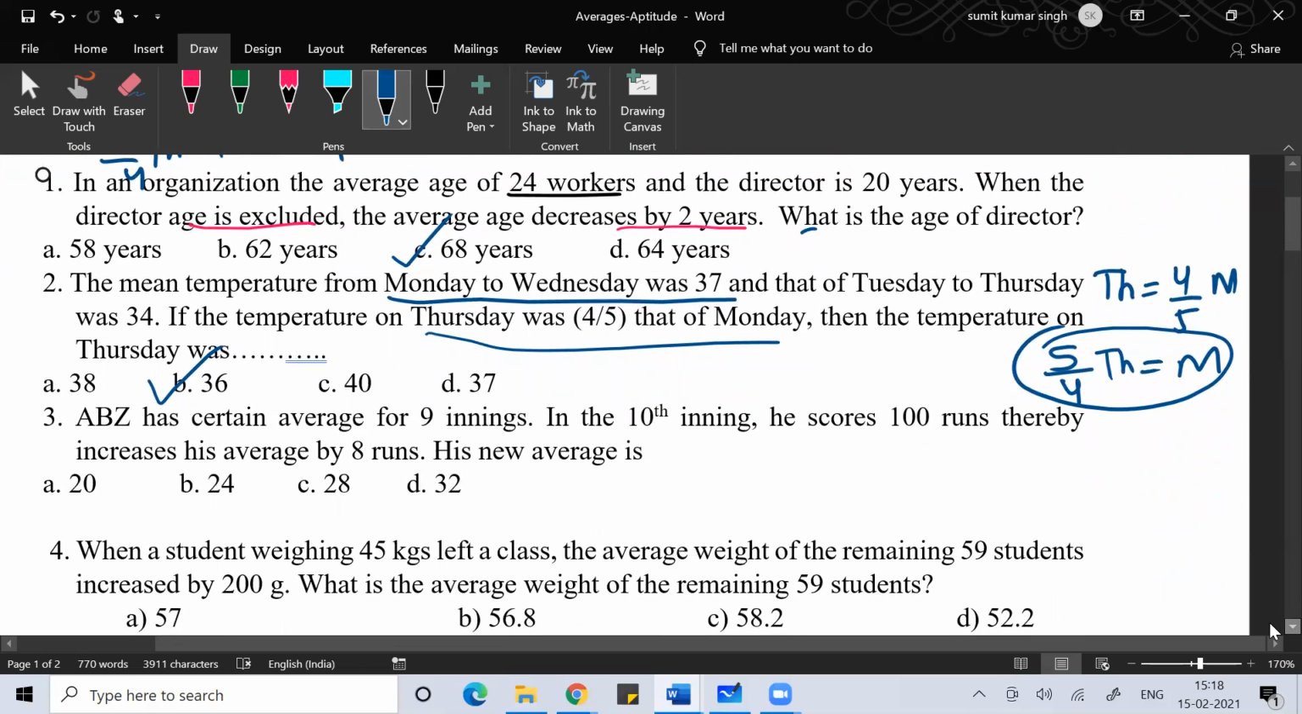If you see question number 3, ABZ has certain innings. So it may be AB de Villiers. ABZ has a certain average for 9 innings. In the 10th inning, he scored 100 runs and thereby his average increased by 8 runs. Find his new average.